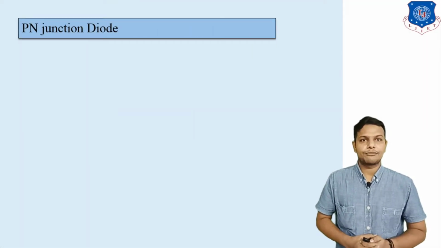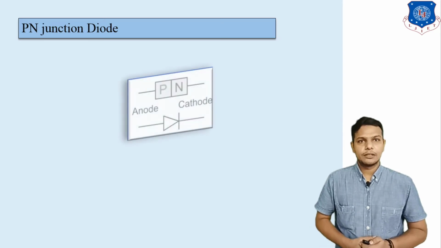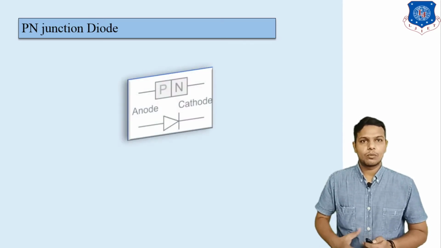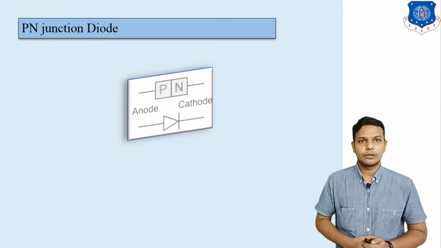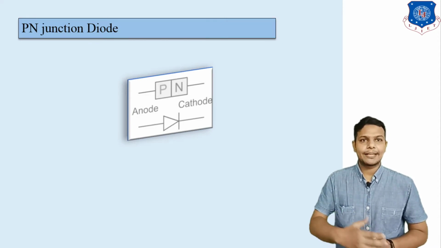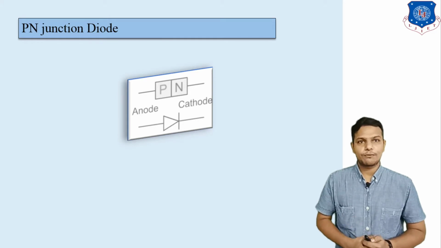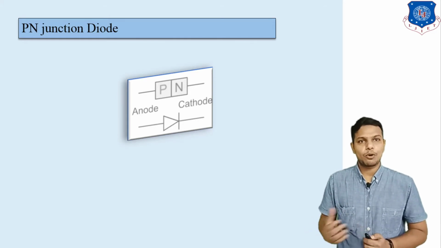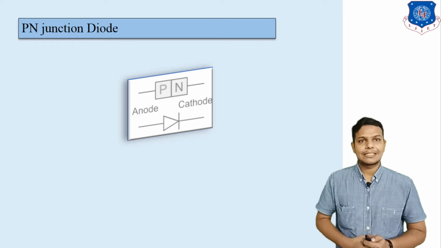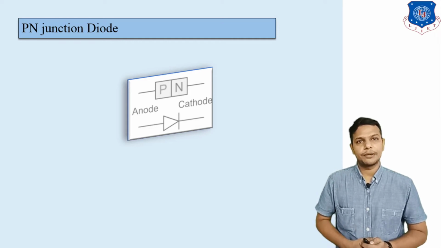As we discussed in our first lecture, a PN junction diode is a two-terminal semiconductor device. The two terminals are the anode and the cathode. Anode is positive and cathode is negative, so current always flows from anode to cathode, from positive to negative. This is the construction and the symbol of the PN junction diode. It is made from two different types of material, silicon and germanium.